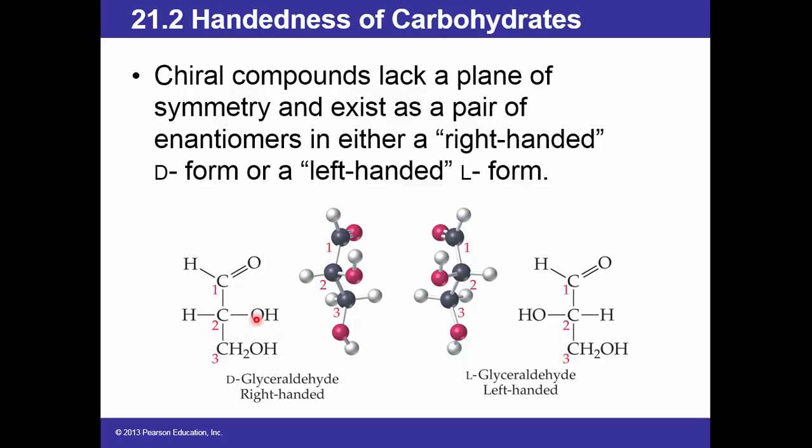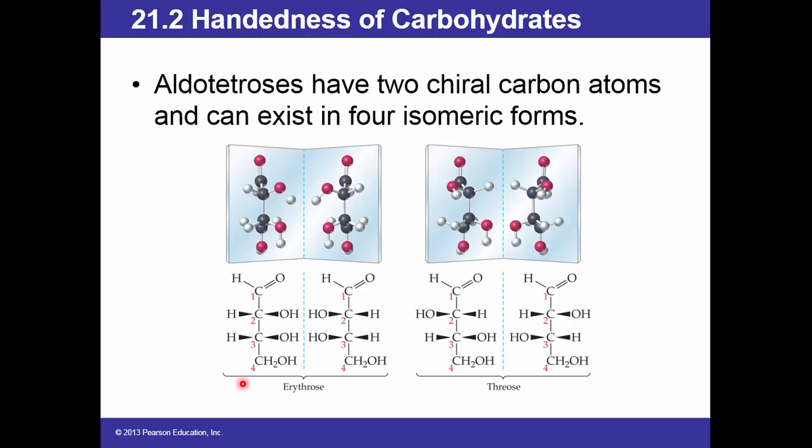If it is to the right, then it is designated D-glyceraldehyde, and this is dextro, meaning right-handed. And if the OH on the chiral carbon is to the left, then it is designated L-glyceraldehyde. Levo means left-handed. So, what is the relation between D and L? They are enantiomers.